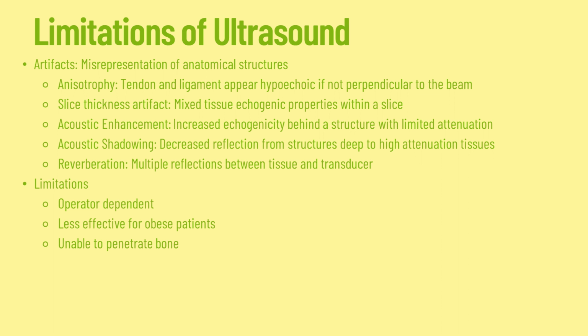And then we have acoustic shadowing, which is going to be actually a decreased reflection from the structures because they are so deep. So they have a high attenuation on those tissues. So those tissues are absorbing a lot more of the energy, so they're going to appear a little bit darker. And then lastly, we have reverberation, which, reverb is essentially a repeat of that vibration. So the sound is reflecting between multiple different tissues and the transducer. So the reflection is going to throw off the image. So those are pretty significant.